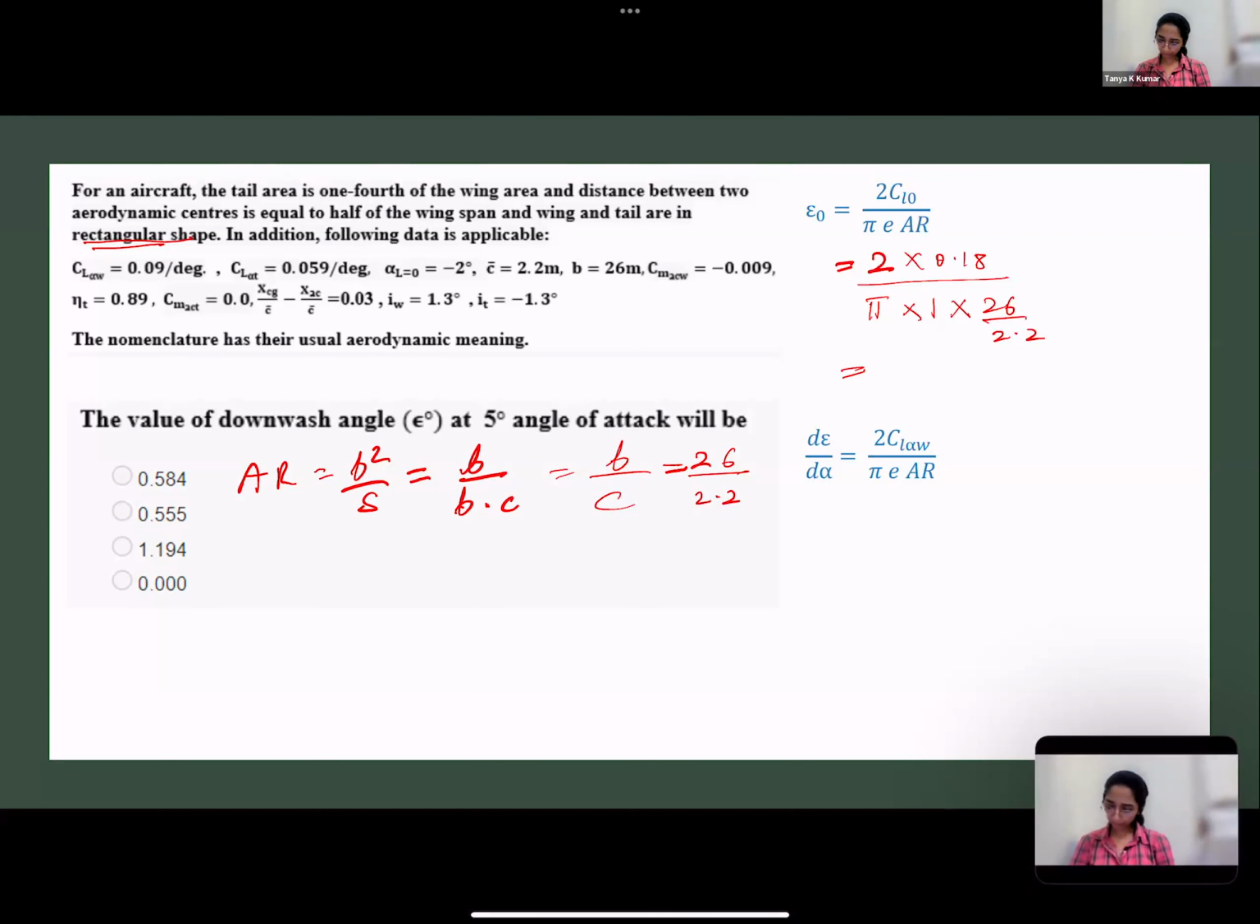I'm getting something like 0.0096. Is this right? Just calculate and let me know. I'm using the calculator on my phone. Yes. Okay. So what is the unit of this? Yes, 0.0097. Okay. What is the unit?